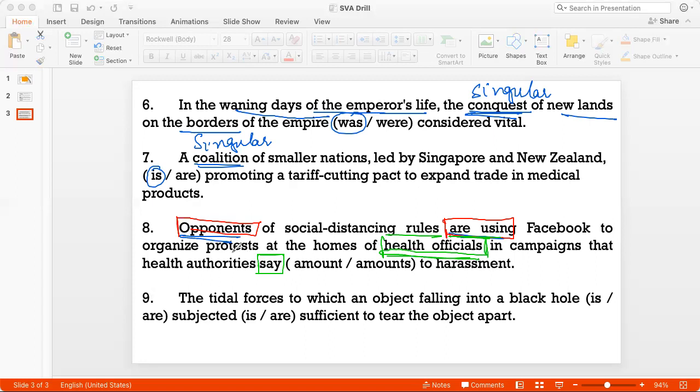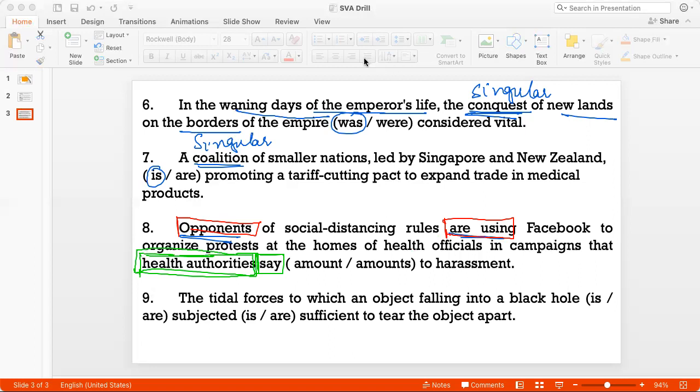Now, in campaigns that health authorities say, oh, sorry, I made a mistake here. Let me correct that. Yeah, the say is the verb for health authorities. Right. Okay, so I have found another correct subject verb pair. Health authorities say that these campaigns amount to harassment. It is the campaigns that amount to harassment.